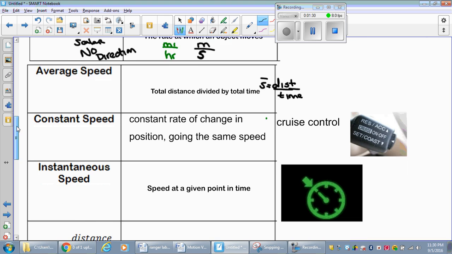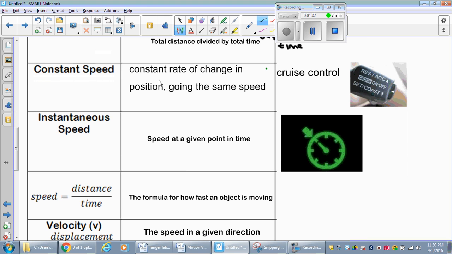All right. A constant speed is a constant rate of change in position, going the same speed for an extended period of time. That would be like hitting the cruise control in your car, right? The cruise control means that you can set whatever speed you want, and you're going to keep going that way for a long time. On a distance time graph, or a displacement time graph, where distance is the dependent variable and time is the independent variable, a constant speed would look like this, just like a straight line. That's one way to do it.